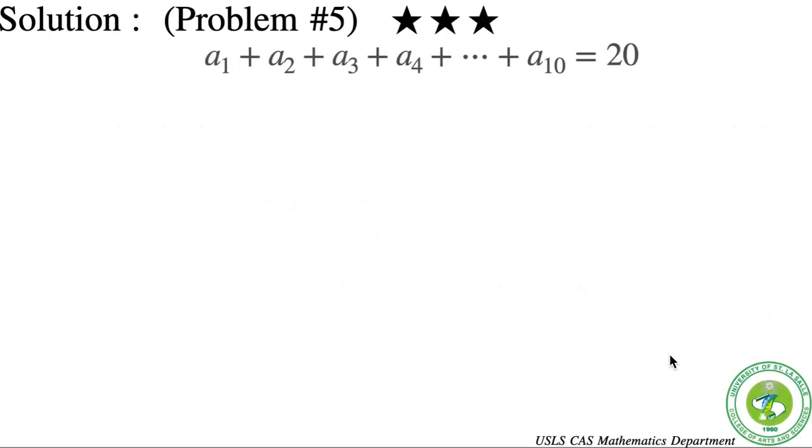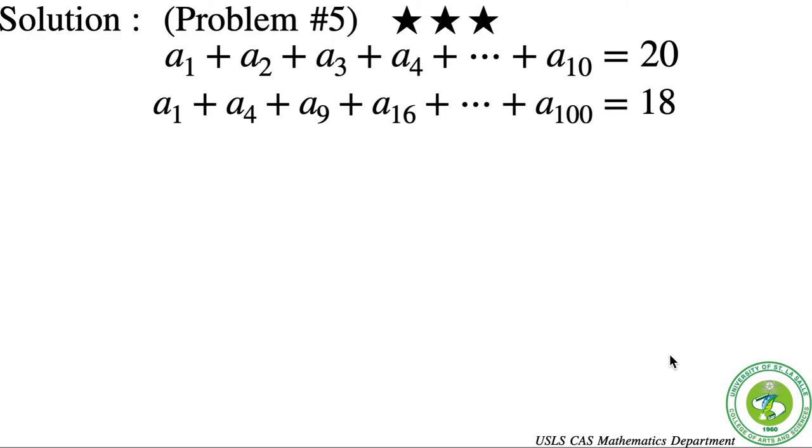So we'll have our givens here. We'll first observe our given arithmetic sequences. In the first one, we can see that the indices 1, 2, 3, 4 are all counting numbers, and we can imagine 5, 6, 7, 8, 9, and 10. If we add the first 10 terms, that's equal to 20. So we have 10 terms in our first sequence.